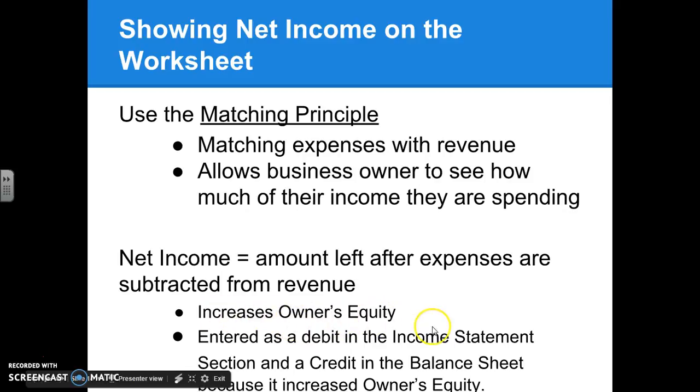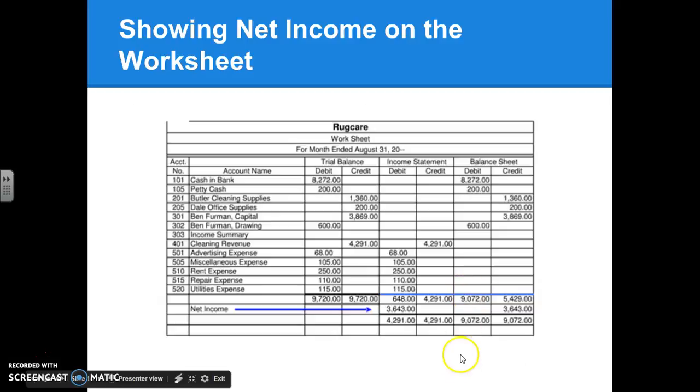It's going to increase the owner's equity account. It's entered as a debit in the income statement section and a credit in the balance sheet because it has increased owner's equity. So let's take a look to see what this looks like, because just saying it might be a little bit confusing. So we notice that we have a net income when our revenues are greater than our expenses.